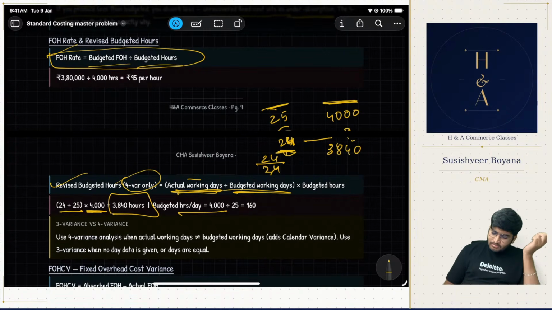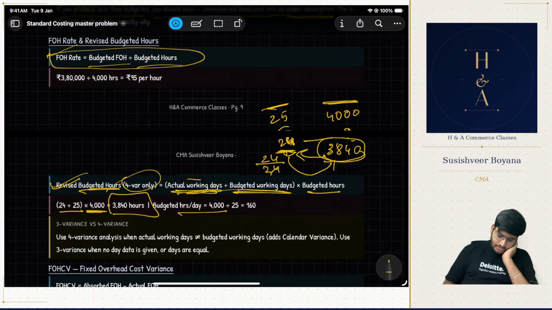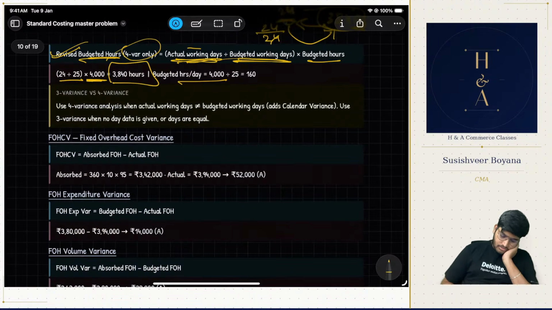Based on the actual number of days, I should also get budgeted number of hours for actual number of days. That is revised budgeted hours. As simple as it is. You just take a proportion out of it and you get it. Actual working days by budgeted working days into budgeted hours. We use four variance analysis only when actual working days is not equal to budgeted. This adds the calendar variance. Right. Let's look at all.